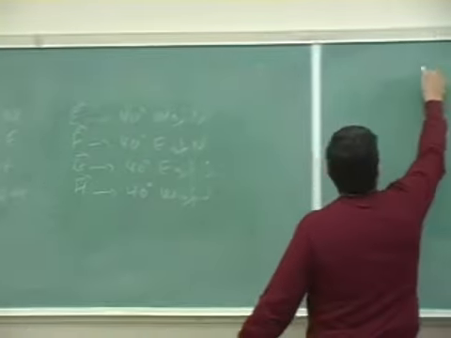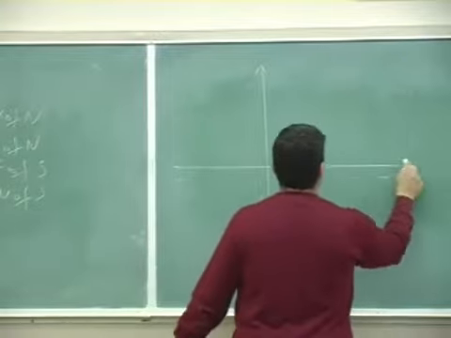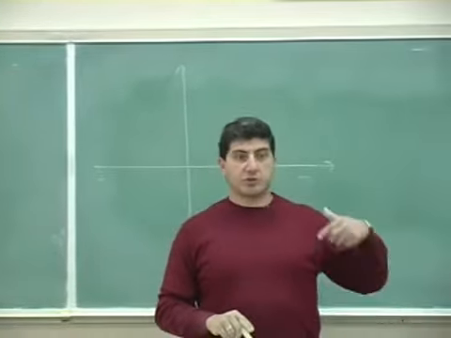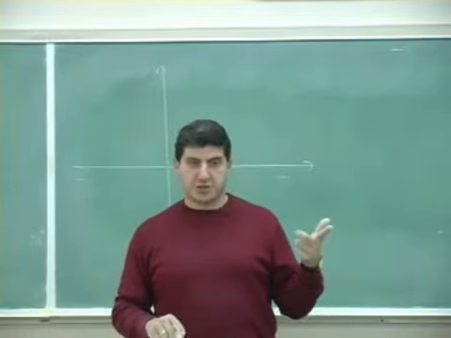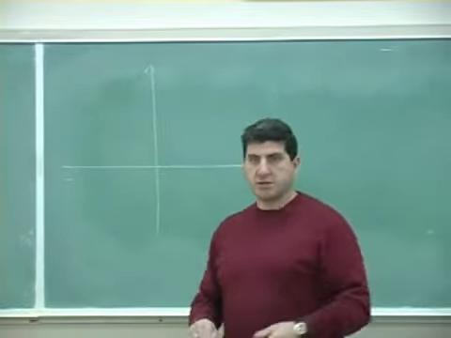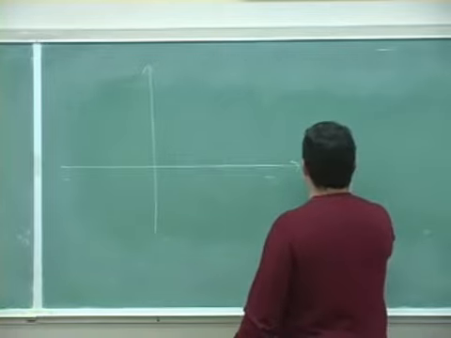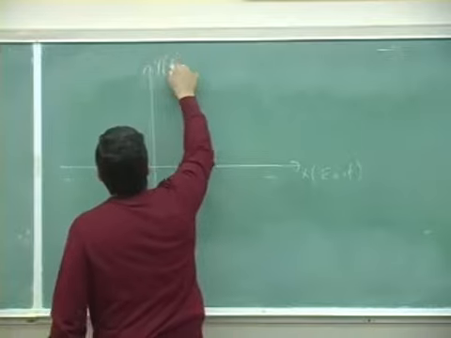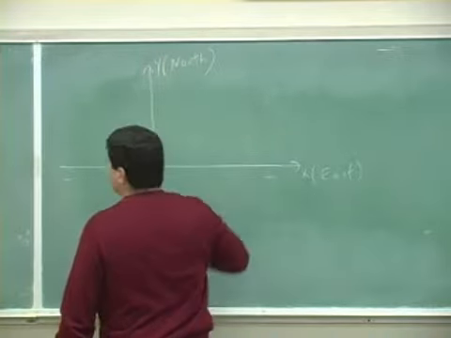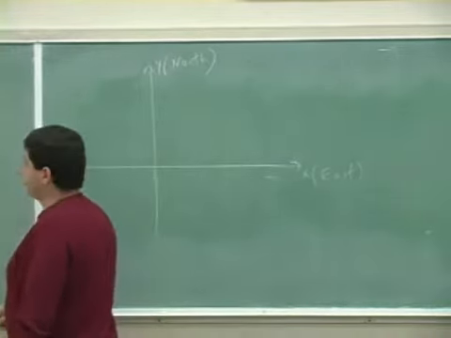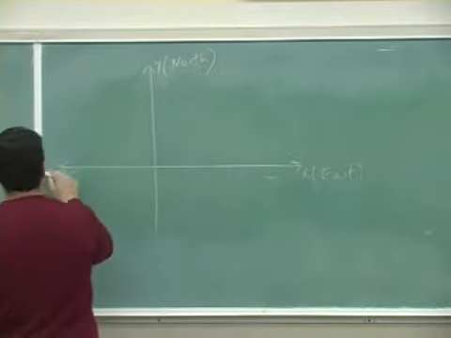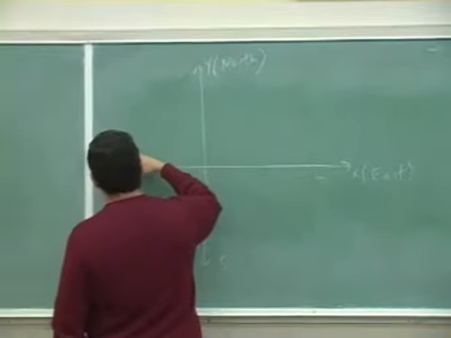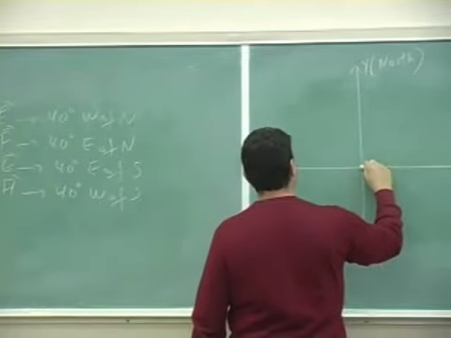So how do we draw these vectors on the xy coordinate? It's good to learn these because a lot of times problems are worded in terms of north, south, east, west. So the x-axis is the east, and the y-axis is the north. The A vector is 40 degrees north of west. So this is west here, and then this is south. So it's 40 degrees north of west. It's like this.